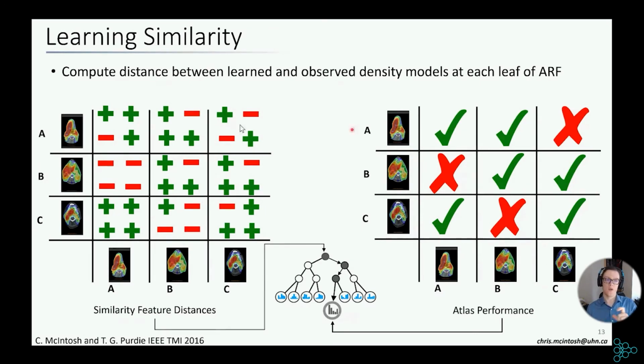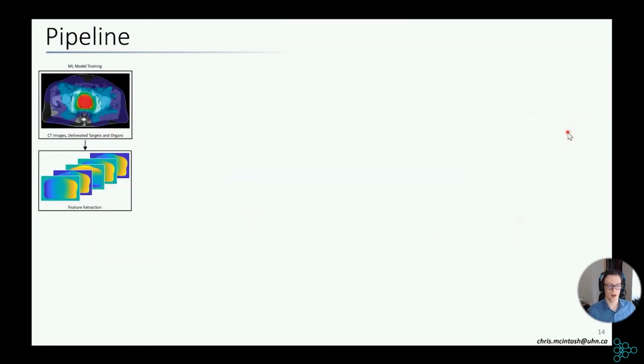So we use the features taken from using ARF-A on patient B to predict that ARF-A on patient B resulted in a good clinical plan, and to also predict that ARF-A on patient C resulted in a bad clinical plan. And thus we've learned a distance metric or a similarity metric between the patients. So how does this overall pipeline look?